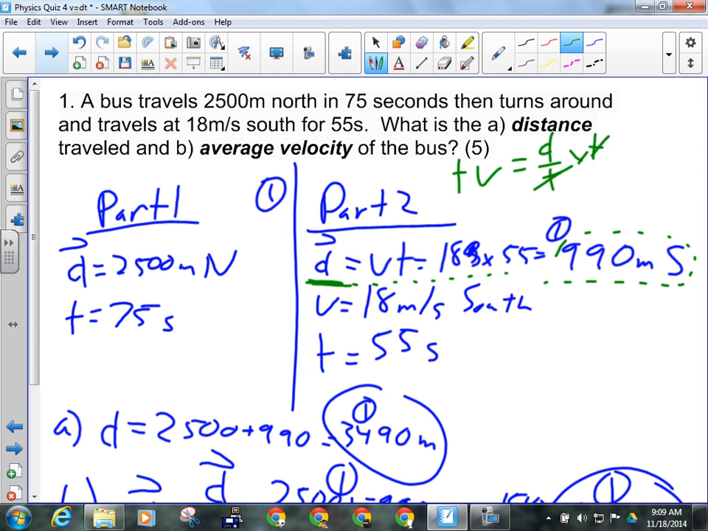Give them a mark. This is a method mark. As long as they have velocity times time, give them a mark. That's a method mark only. If they didn't get the 990, well, that'll get them later. As long as they knew that that's what they had to do, they get that mark.